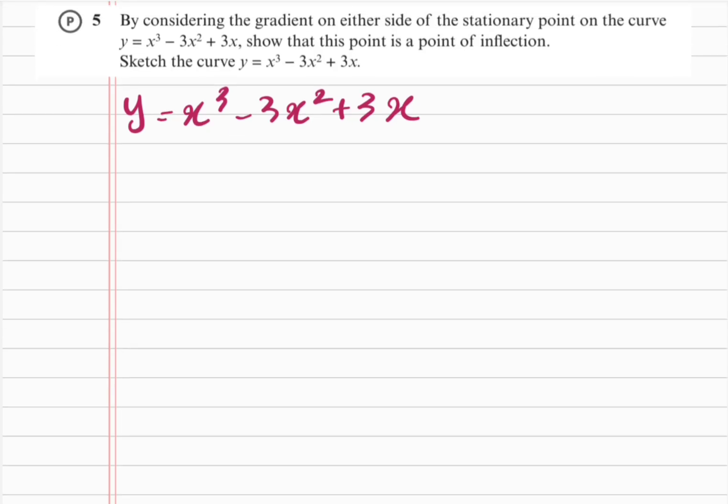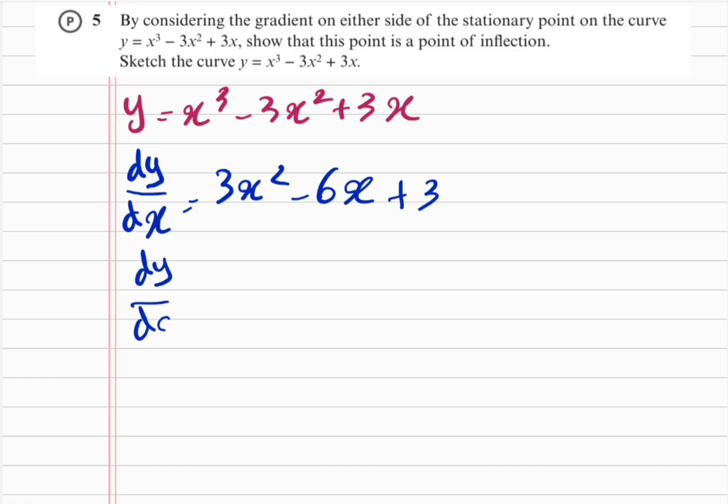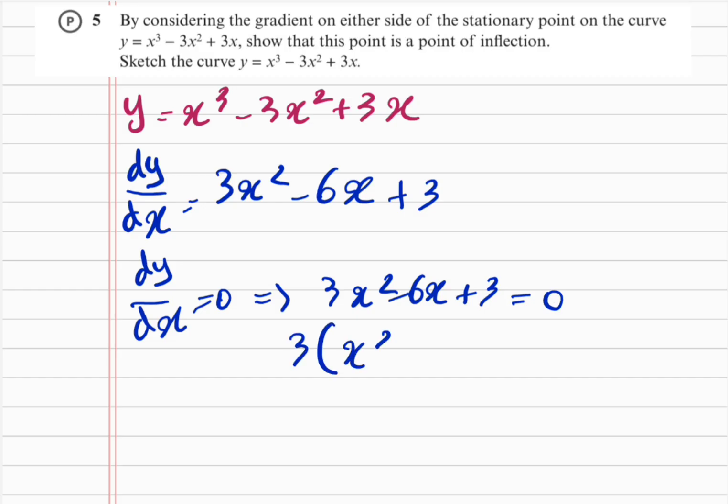So we first find the first derivative as usual, because we want to find the stationary point. So we get 3x squared minus 6x plus 3. Now we solve the equation dy/dx equals 0. So we have 3x squared minus 6x plus 3 equals 0. And we can take a factor of 3 here. So we have x squared minus 2x plus 1 equals 0.